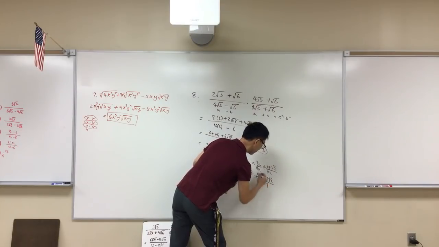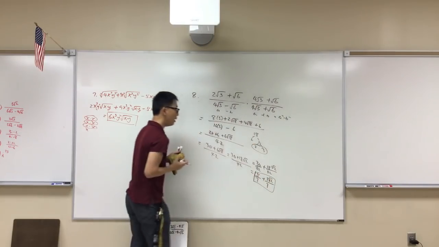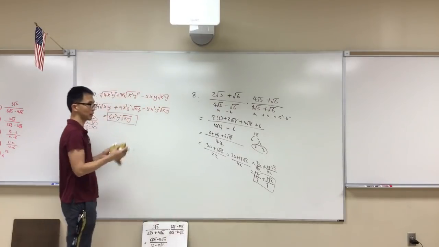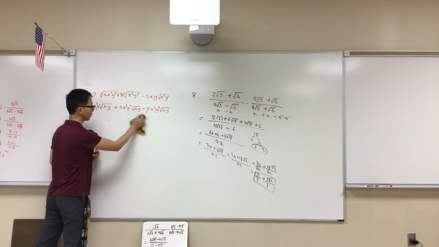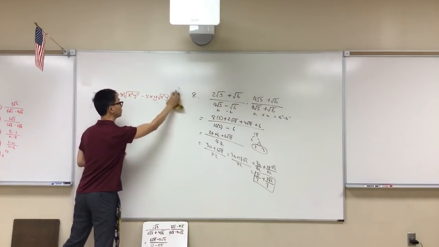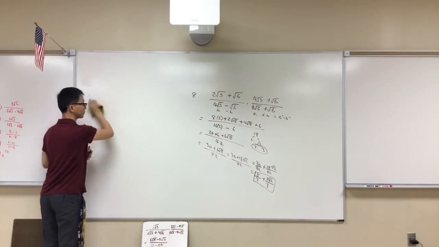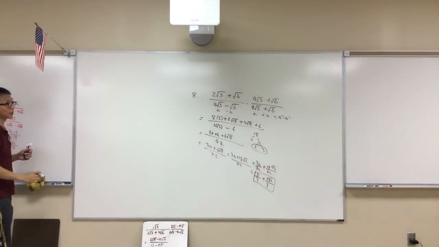7 square root 2. You can write them together too. You can write them together, but that's just fine. I actually prefer not writing them together, but it's okay to write them together. So that's the answer. Leave that as the answer. Okay. Next question.